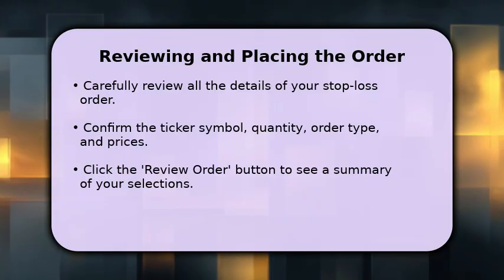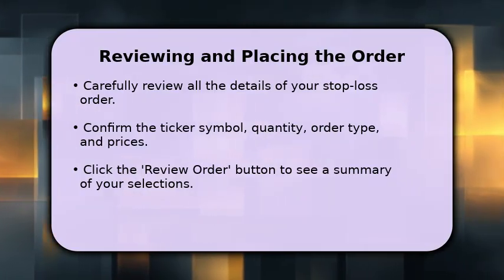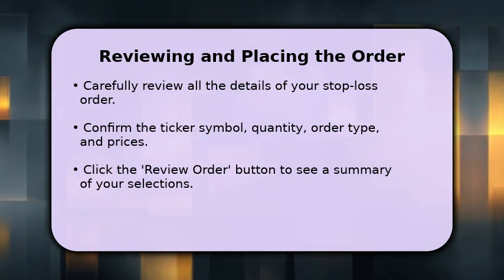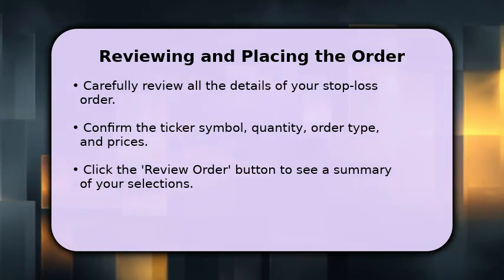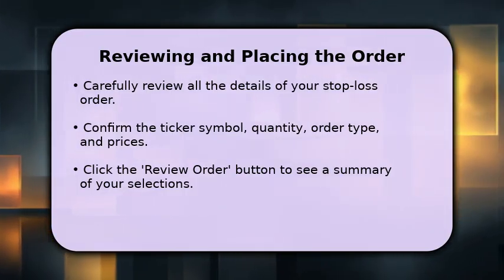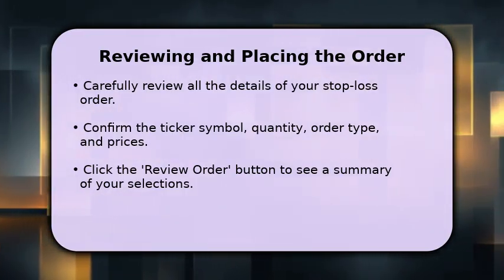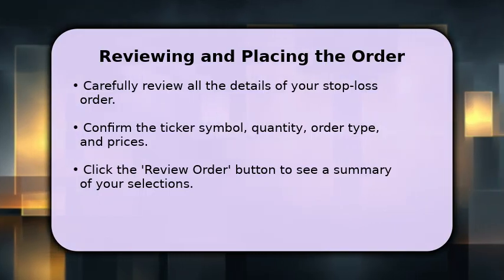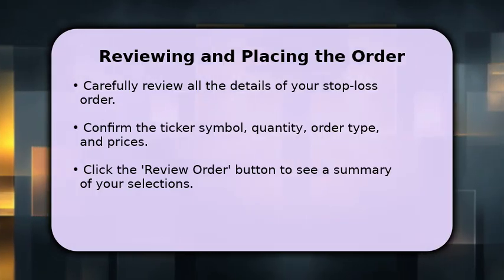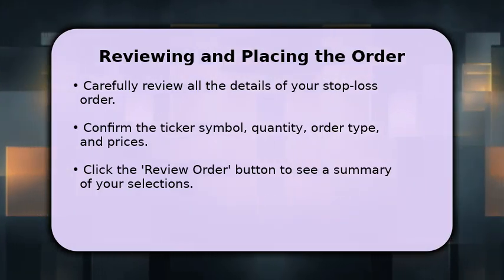Before finalizing, it is crucial to carefully review all the details of your stop-loss order. Double-check the ticker symbol, the number of shares, the chosen order type, and both the stop and limit prices to ensure accuracy. Once you are confident everything is correct, click the Review Order button to see a comprehensive summary. After this final check, simply tap Place Order to activate your stop-loss and help protect your investment.